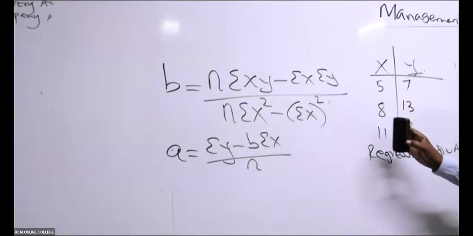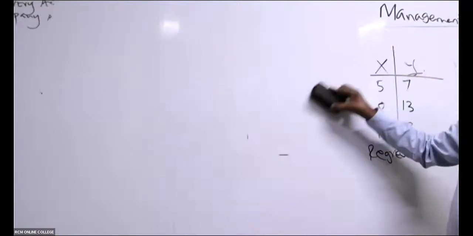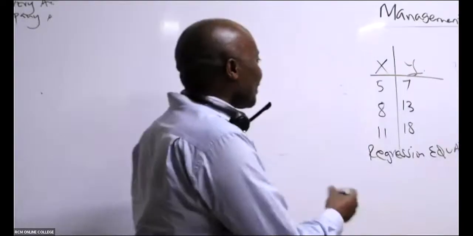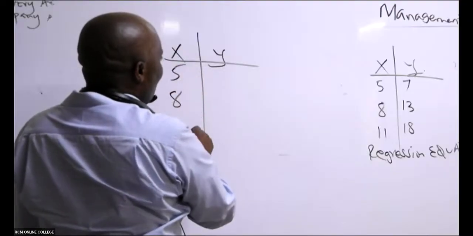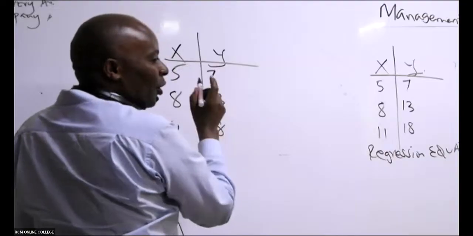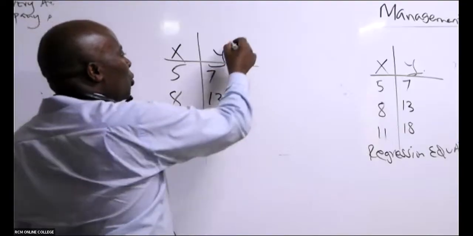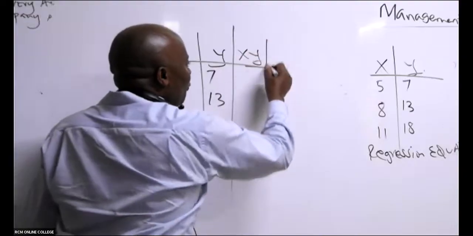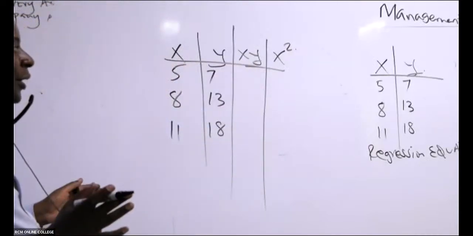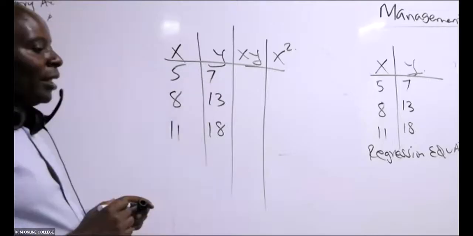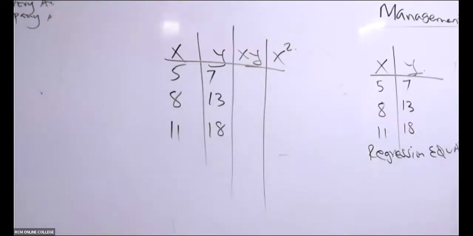All right. So we want to get a regression equation out of this. This is our x, and this is our y: 5, 8, 11, 7, 13, 18. Whenever you look at your past papers, we have so much in the form of these regression equations. What you need to do is create 2 extra columns. The first column will be xy, and the second column will be x squared. Those 2 columns are very important. So kindly create them and then fill them up.